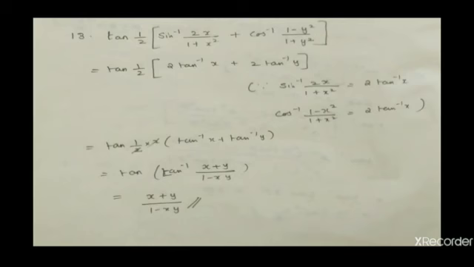Next question, 13th question. Tan 1 by 2 of sin inverse 2x by 1 plus x square plus cos inverse 1 minus y square by 1 plus y square. So here, if you are very thorough with the formula, then by looking at it, you can say that sin inverse 2x by 1 plus x square is the formula for 2 tan inverse x, and cos inverse 1 minus y square by 1 plus y square is the formula for 2 tan inverse y.